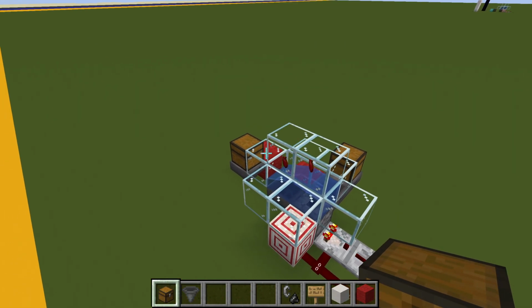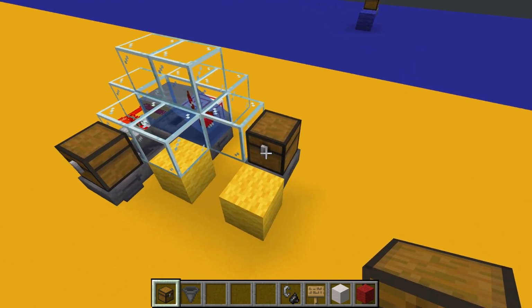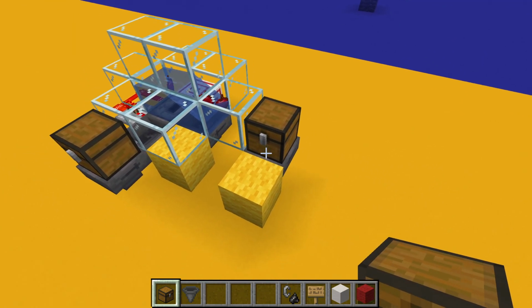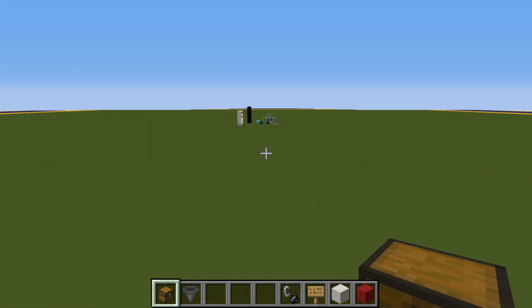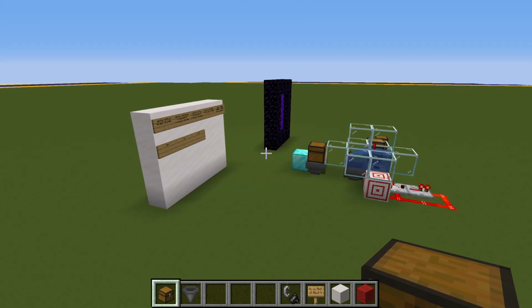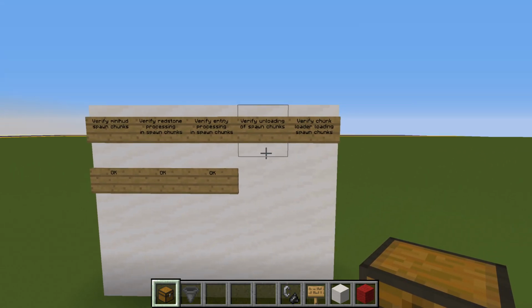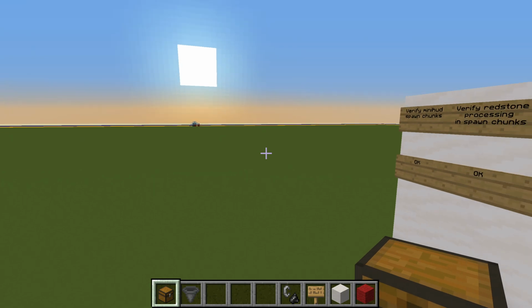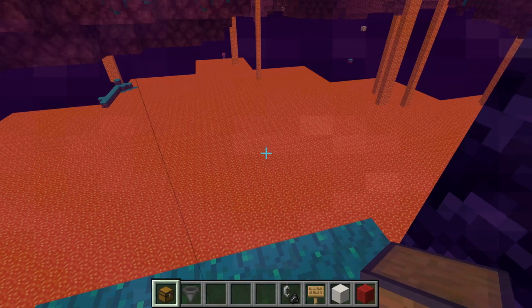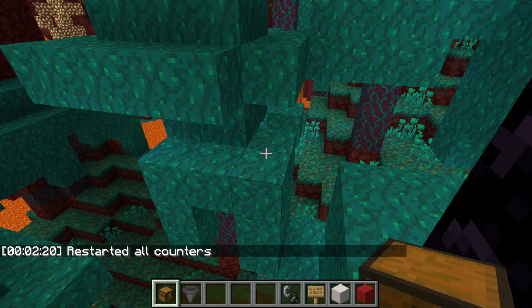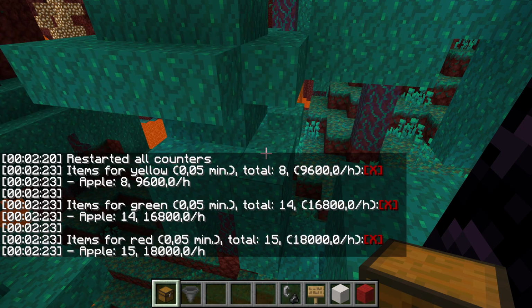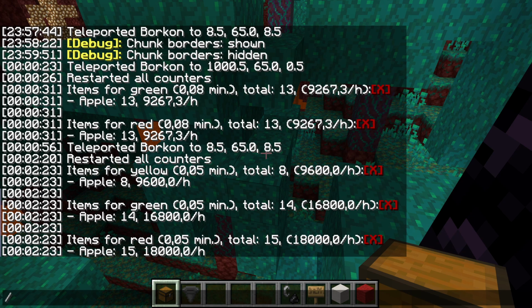Now for the next experiment, I have put chests on both the redstone processing and the entity processing contraptions. Now we're gonna verify if the overworld actually unloads and the spawn chunks stop working when you are in the nether. So let's go here, reset our counters, and we will now see that the counters are still counting. But the yellow is no longer counting the entity processing contraption.